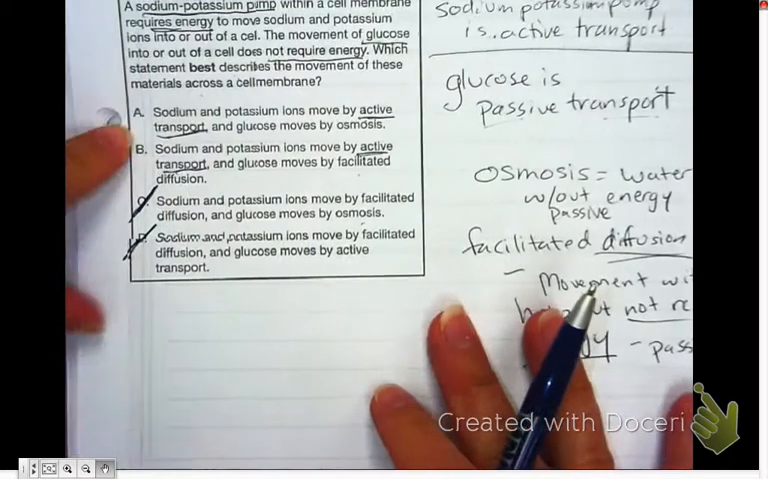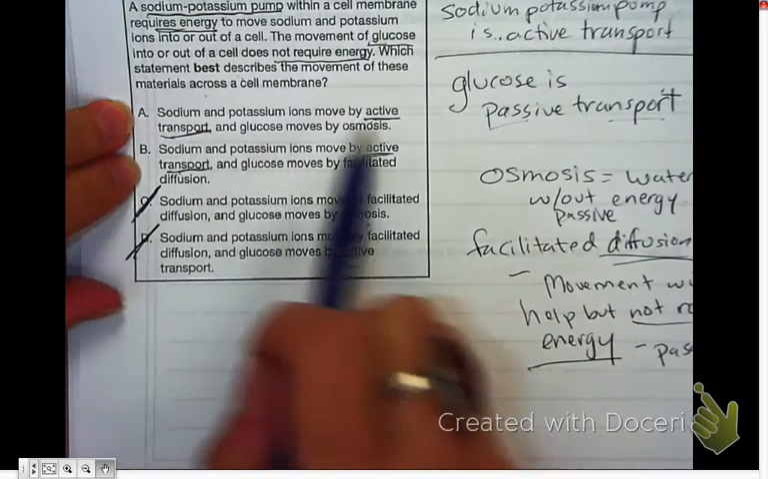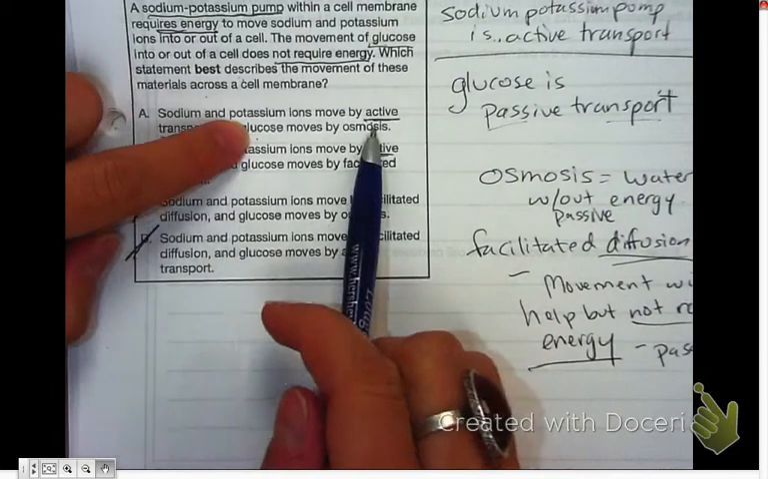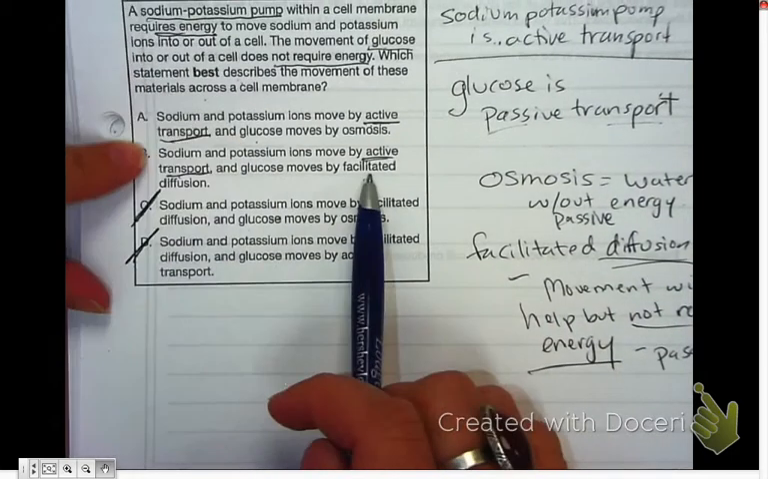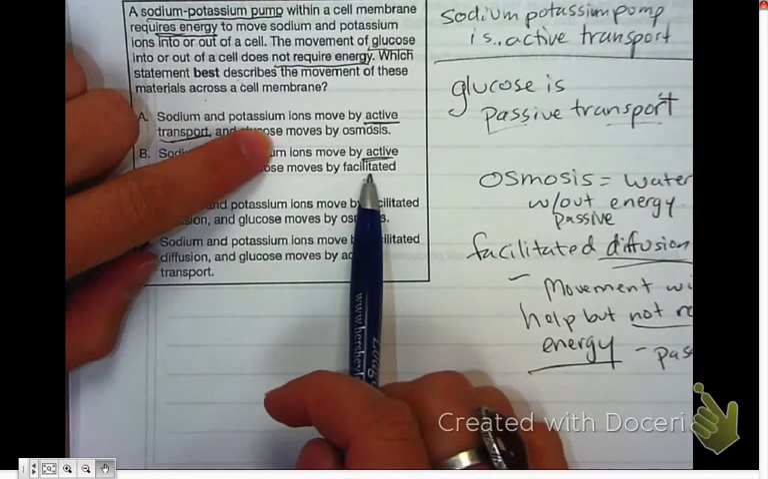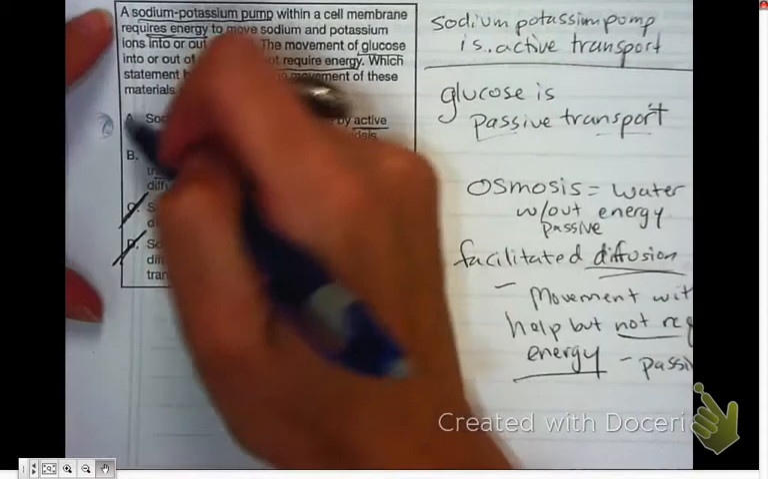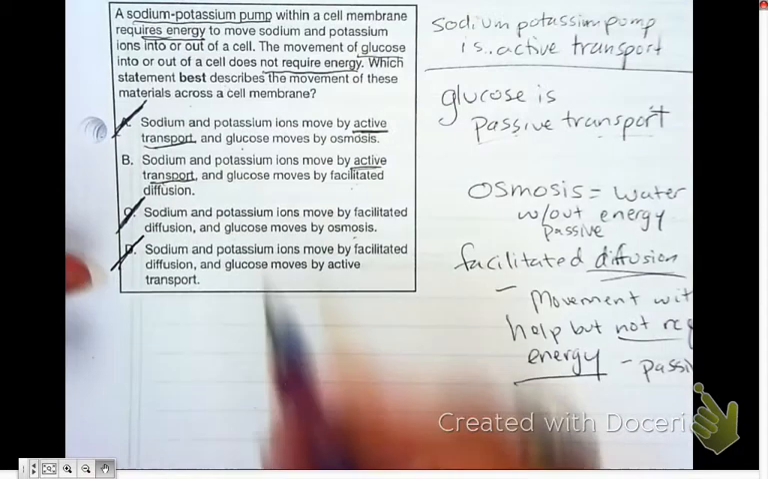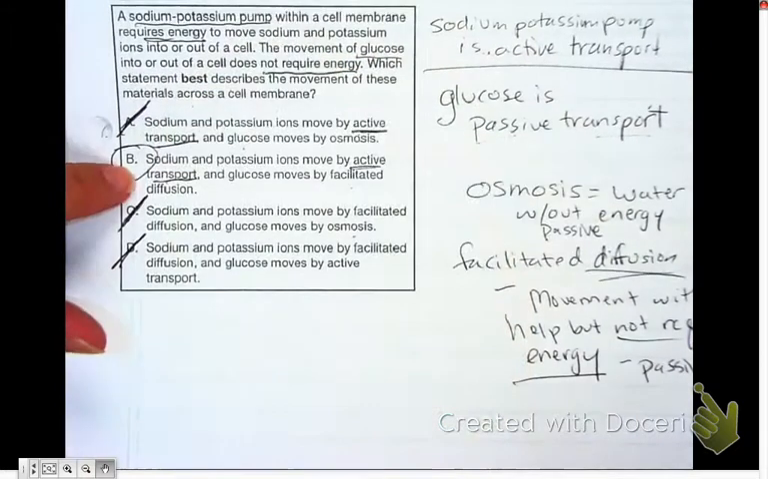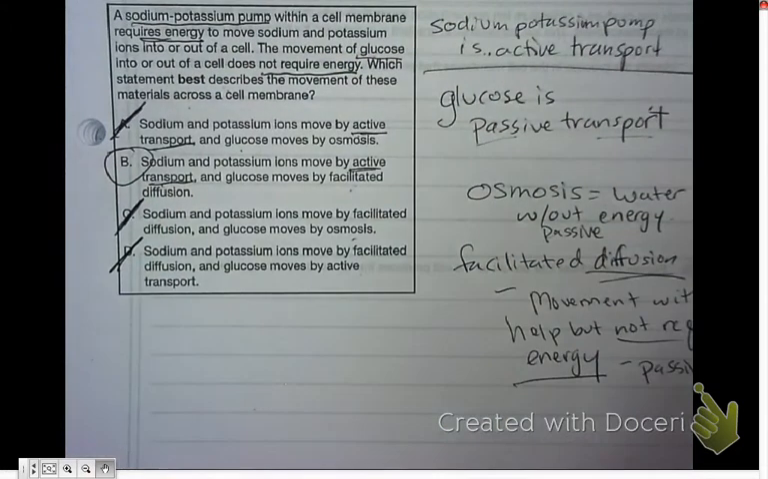It's between A and B, and if we look at it, glucose moves by osmosis, or glucose moves by facilitated diffusion. Is glucose water? And the answer is no, and osmosis is only movement of water. We can get rid of B that way. So we can deduce that A is the answer. Now you may know that glucose is a sugar and it has to move by facilitated diffusion across the membrane. So either way, you would get that one right.